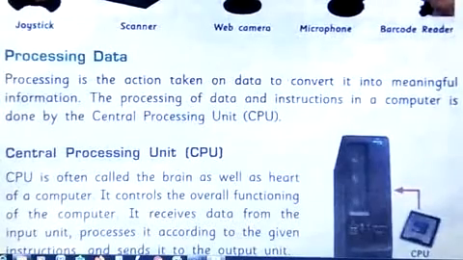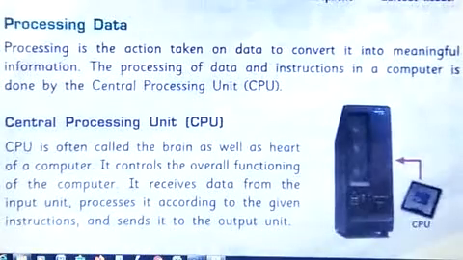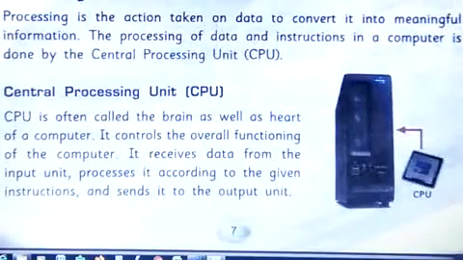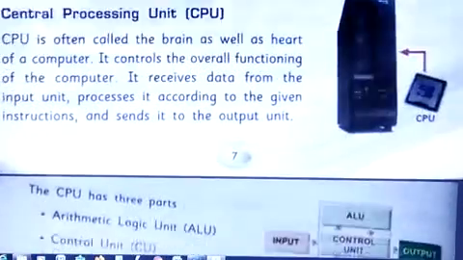CPU stands for Central Processing Unit. It is often called the brain as well as the heart of a computer. It controls the overall functioning of the computer. Its main work is receiving the data from the input unit and processing the data or the information according to the given instructions, and at last sending it to the output unit.